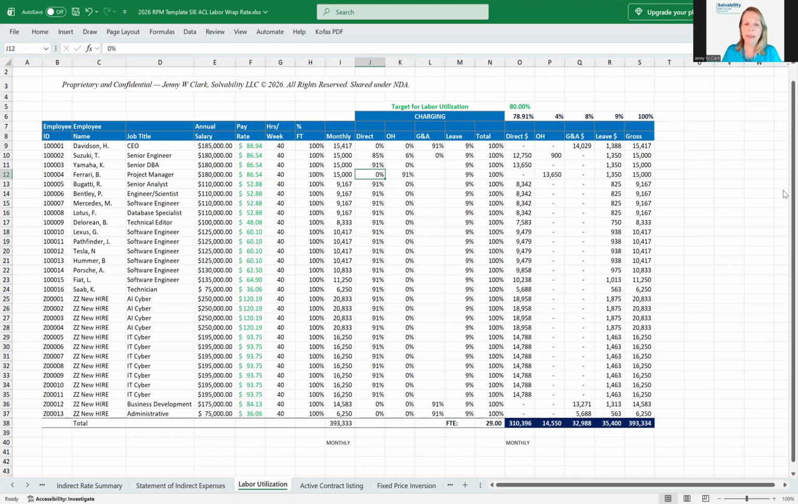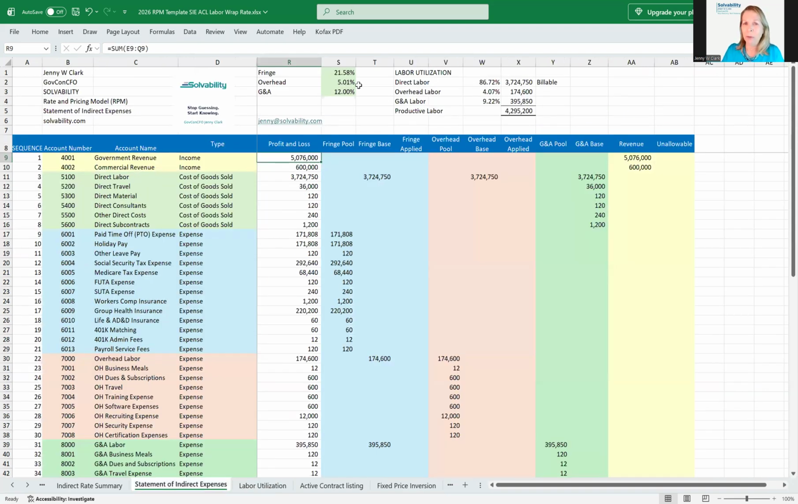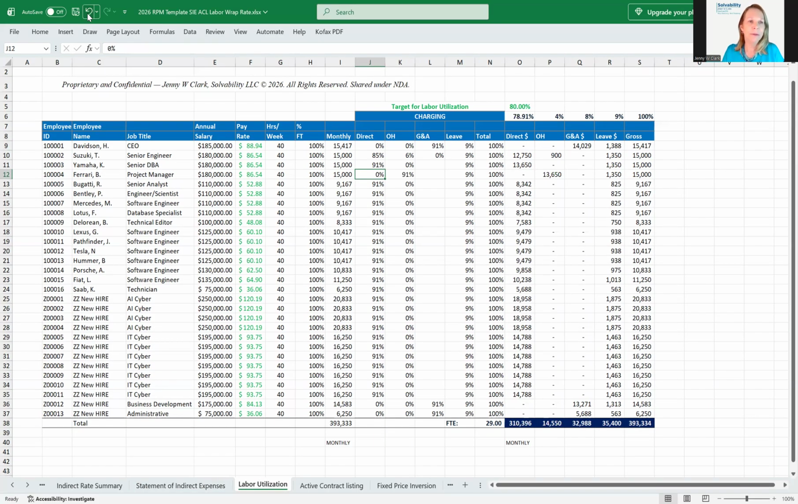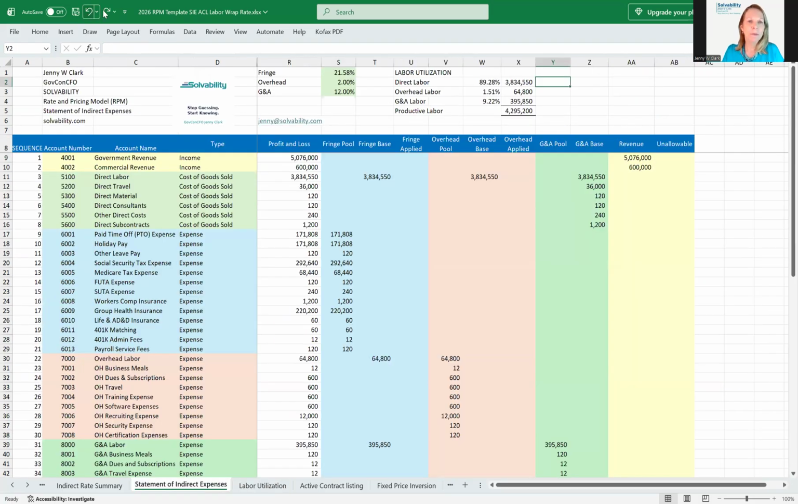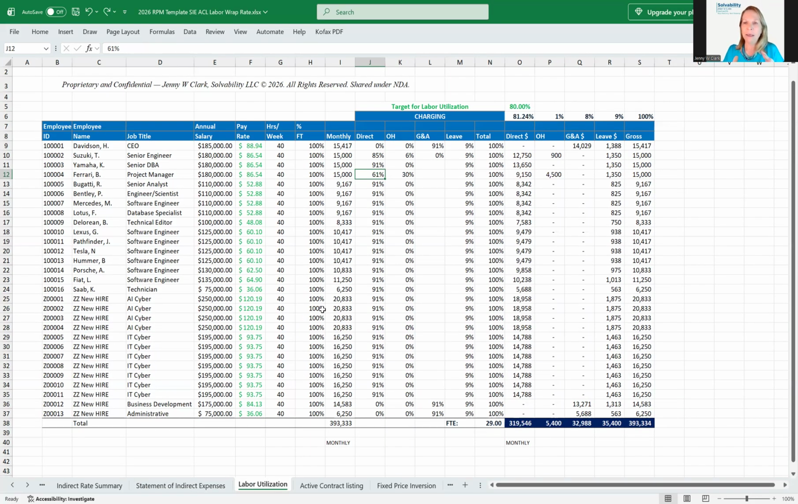Let's go see what happens to our rates when we do that. Our overhead went from 2% to 5%. It's not as bad as G&A jumping up, but it still has an impact. So let's hit undo. Labor utilization is affecting how those indirect rates change.